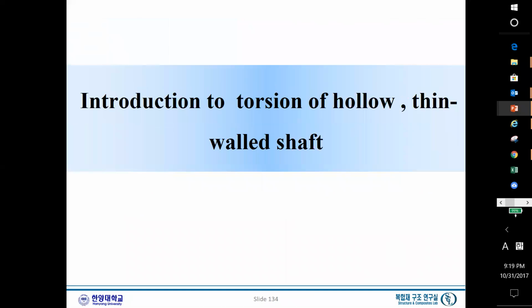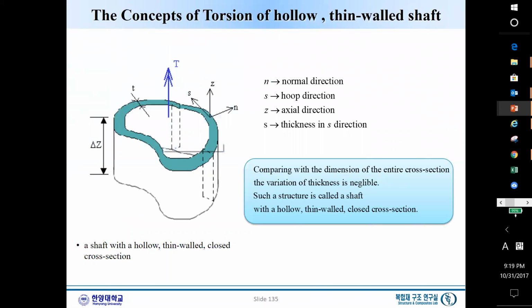Geometrically, the thin wall shaft is very complicated compared to just a simple circular shaft. But the theory, after all the derivation, becomes very simple, much simpler than the derivations of the circular shaft torsion theory.